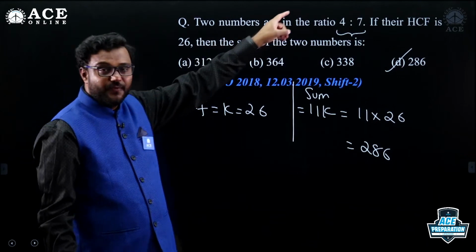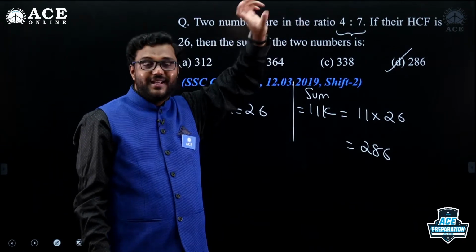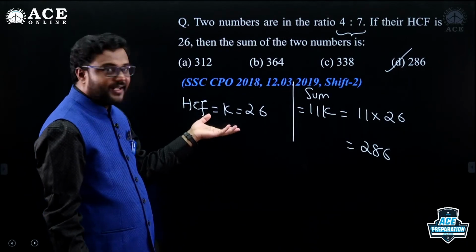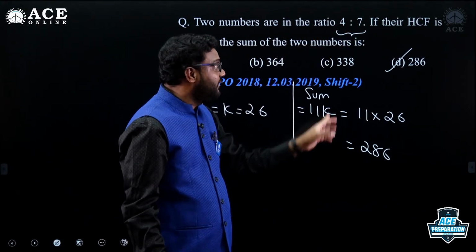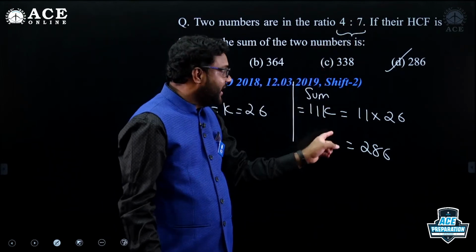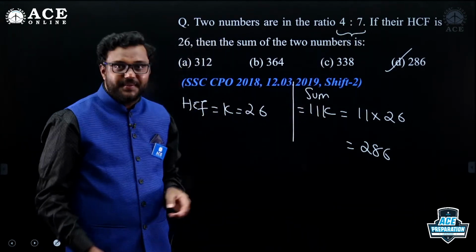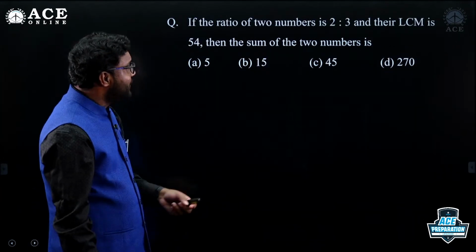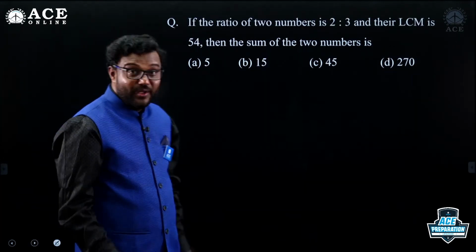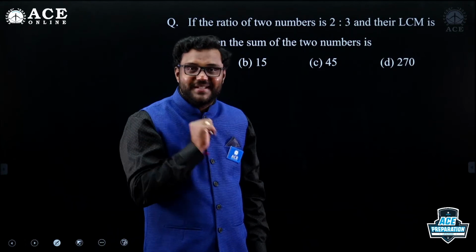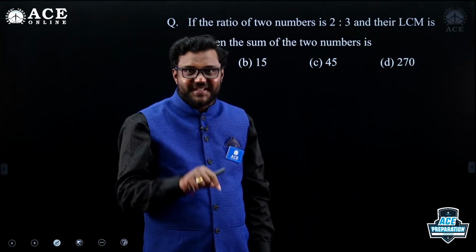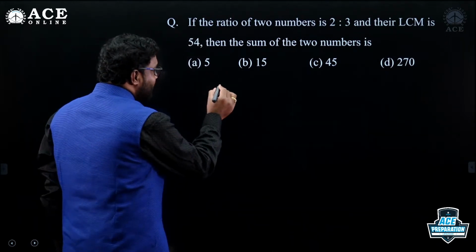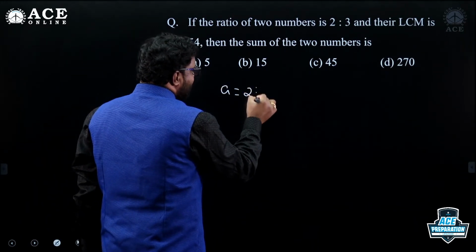Two numbers are in the ratio 4:7. Sum of those two numbers, that HCF is given already. HCF is 26, so we can take it directly 26. 4 plus 7, 11k. K value is nothing but 26 here. HCF. Got it? Now see the next question. Now LCM is given. Previous one, HCF is given. Now LCM is given. Fine, no problem. Numbers 2k and 3k.